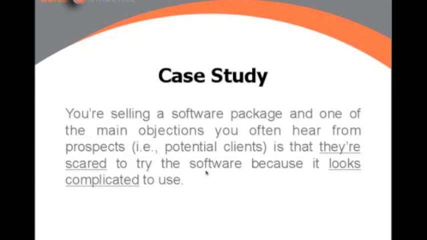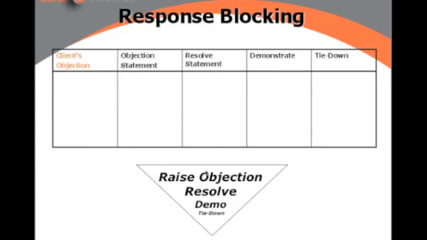You're selling a software package, and one of the main objections you often hear from prospects is that they're scared to try the software because it looks complicated to use. Now, keep in mind that when you're presenting this software, you know the client is thinking, it's too complicated, I don't know if I can use this. So here's the response block structure I'd like you to write out.